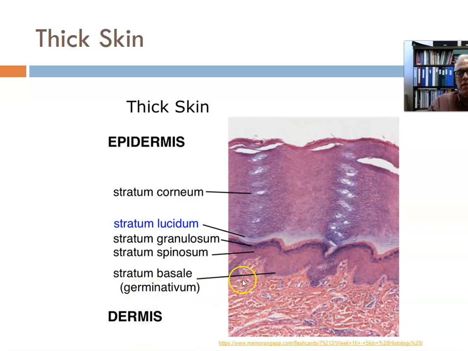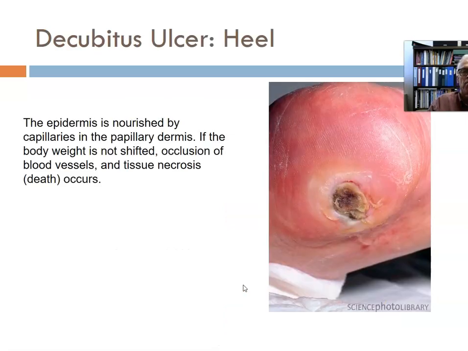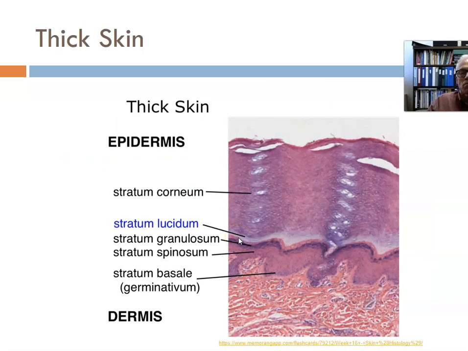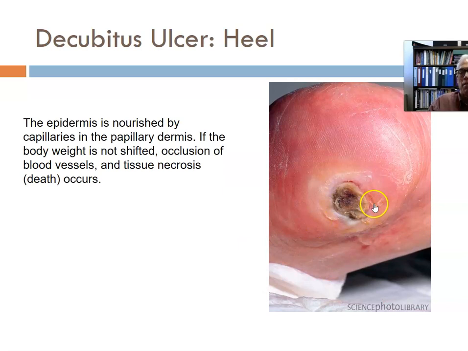Down here we see the papillary dermis, areolar connective tissue. I'll take another look hopefully at that in a bit. Interestingly, the epithelium has no blood vessels and is fed entirely from the papillary dermis with oxygen and nutrients. When you place weight on part of the body against a hard surface, it squeezes down the blood vessels and the blood flow is interrupted in the region that's being pressed down.